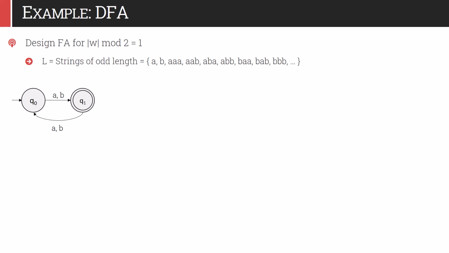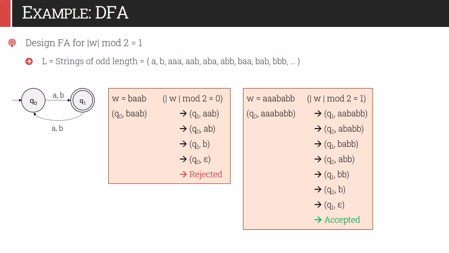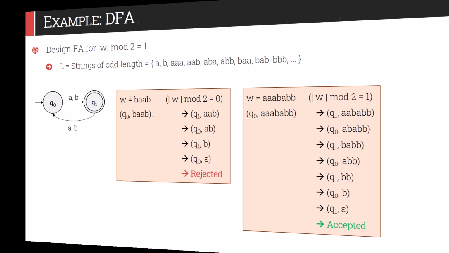From Q0, if we read the third symbol, then it becomes an odd length string, so it is accepted. From Q1, if we read the fourth symbol, then it becomes an even length string, so it goes to the non-final state. So through this DFA, we can generate any string of odd length. And this is the proof we just saw on the previous slide. So even length strings would be rejected and odd length strings would be accepted.